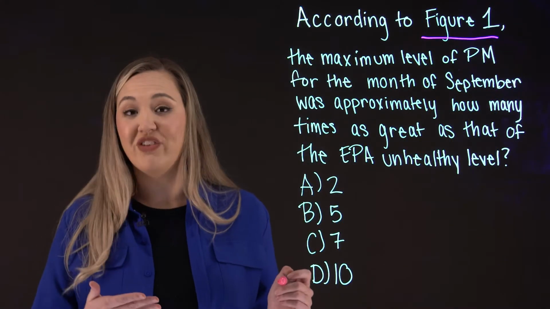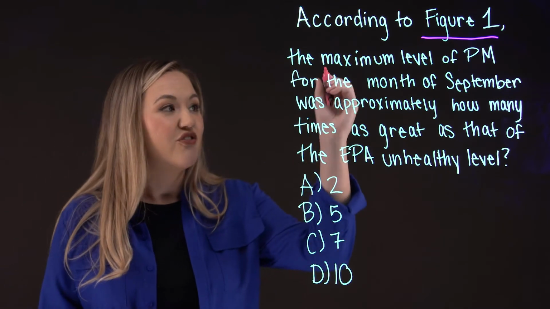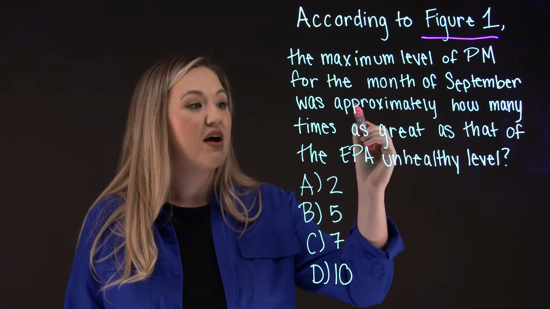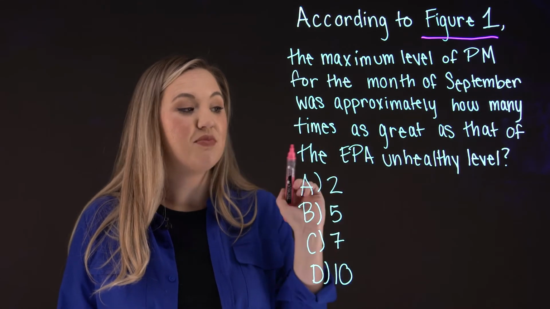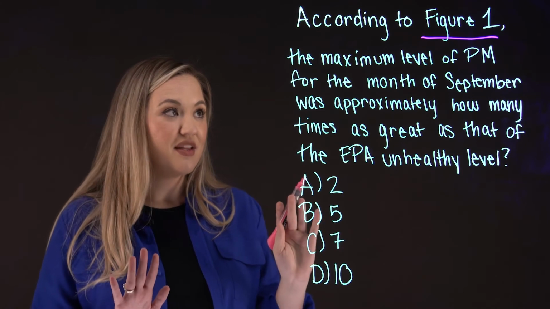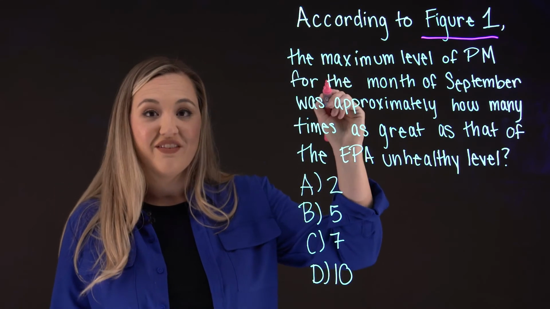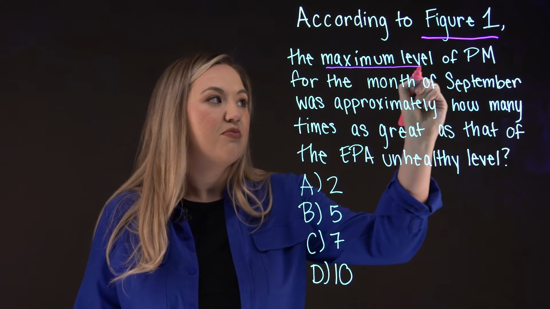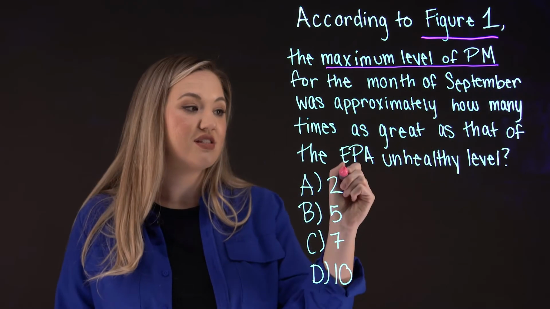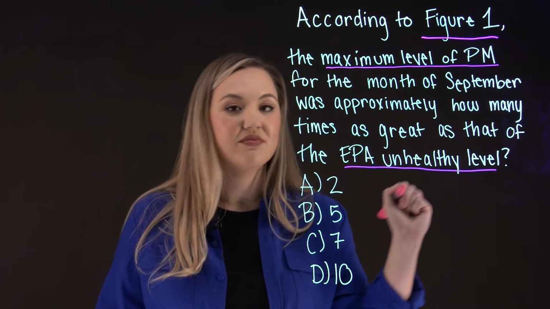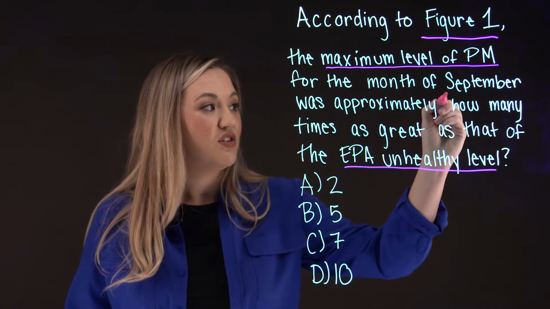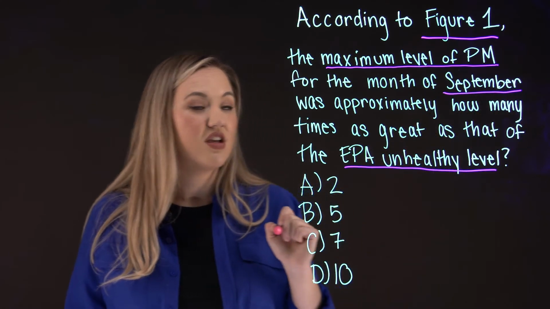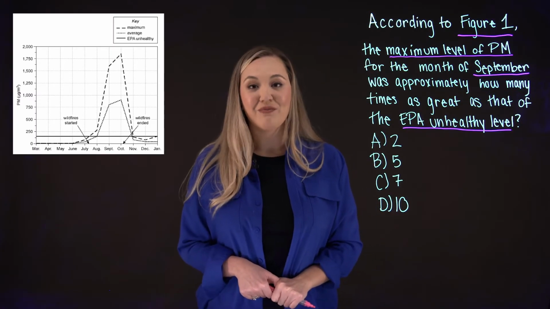Now let's look back at the question of what we need to identify from figure 1. It asks for the maximum level of PM for the month of September was approximately how many times as great as that of the EPA unhealthy level. So let's stop right there and break it down. We know in the figure that it shows the maximum level of PM, and it also shows the EPA unhealthy level. Now, the question specifies also that we want to look in the month of September. So we have what we need to identify from the figure.